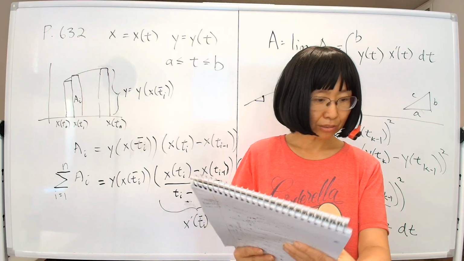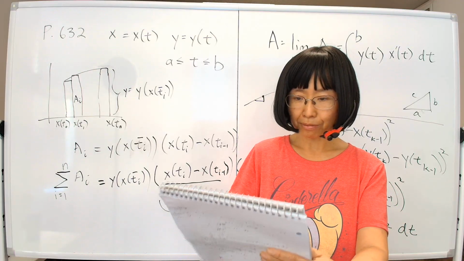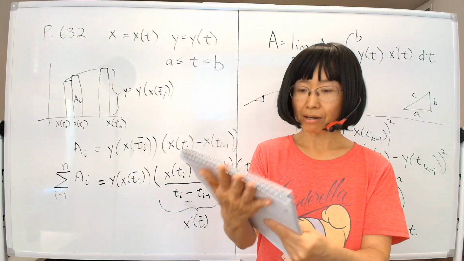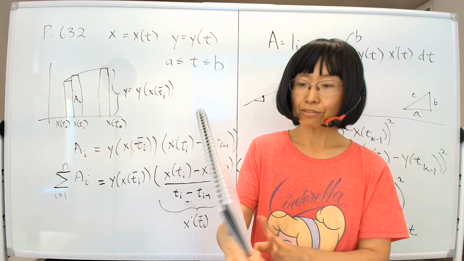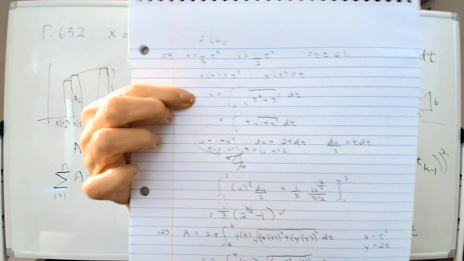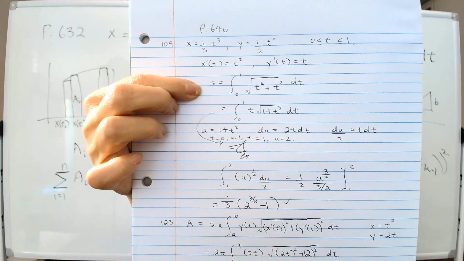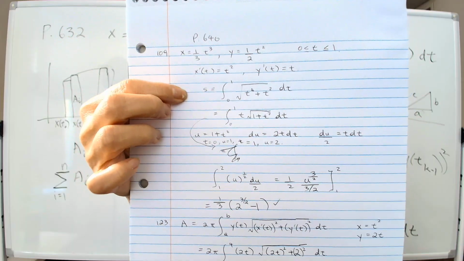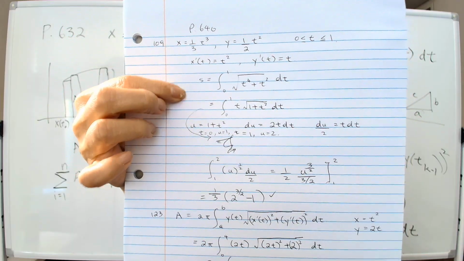Okay, next I want to talk about problem 109. This time we're doing arc length, so you follow the arc length formula. The arc length formula says something about x prime squared plus y prime squared, square root, and then take the integral. So you do exactly that.